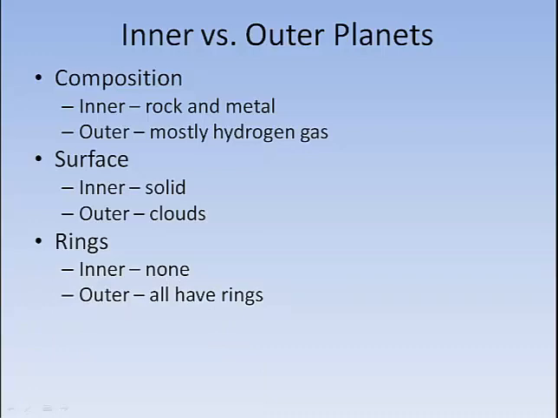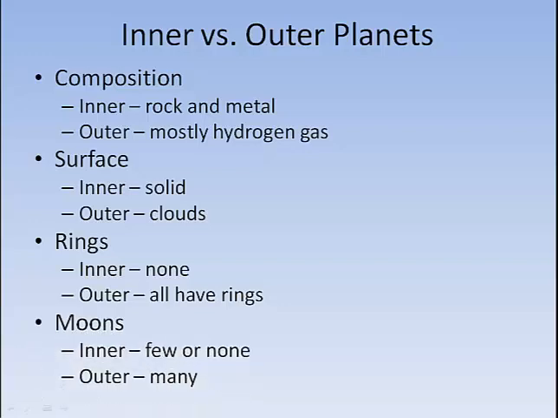None of the inner planets have rings. All of the outer planets have rings. The inner planets, several of them, or two of them, have no moons. We have one moon. Mars has two. The outer planets have dozens and dozens of moons, some of them as many as 100 or more.